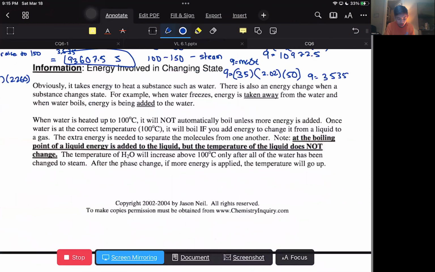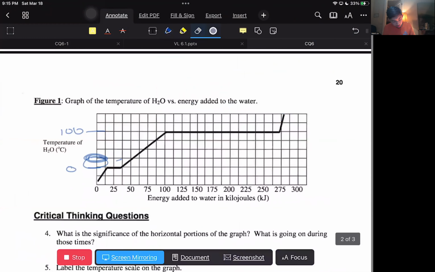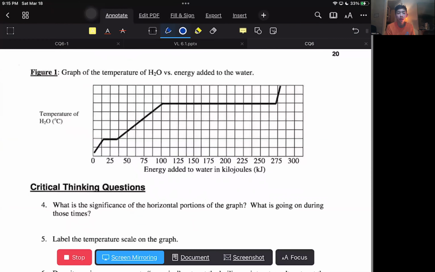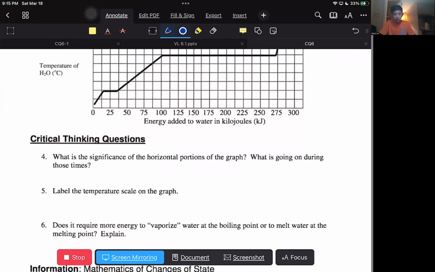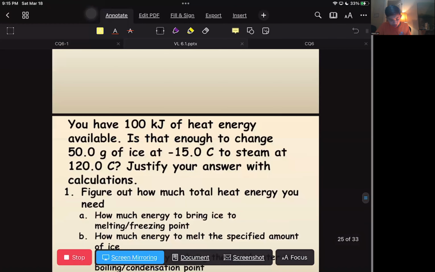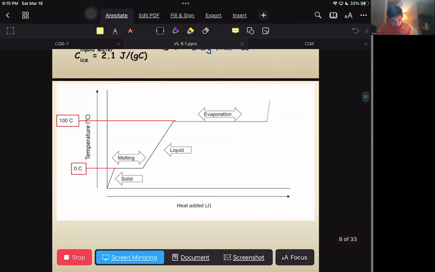Energy involved in changing states. Number four: what is the significance of the horizontal portions of the graph? What is going on during those times? So when we talk about horizontal portions, we're talking about these portions, and in those portions we're dealing with phase changes here.